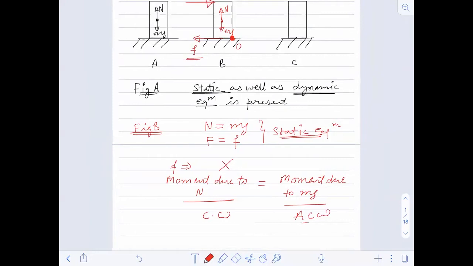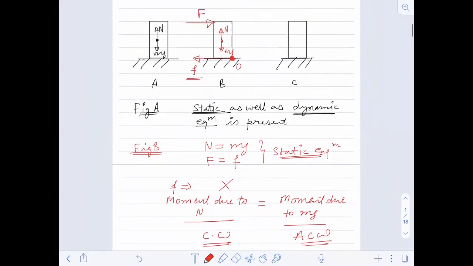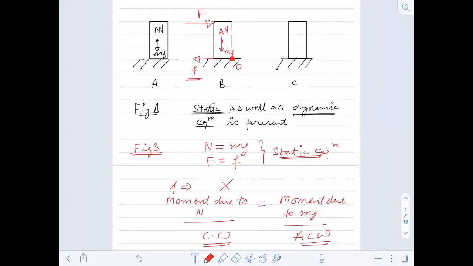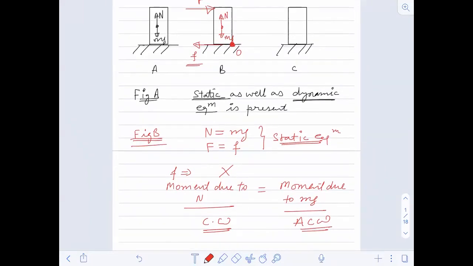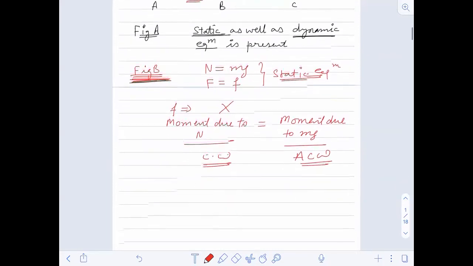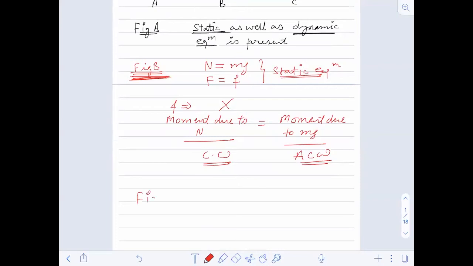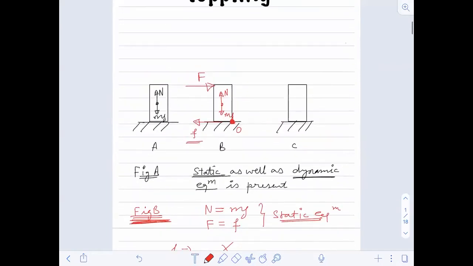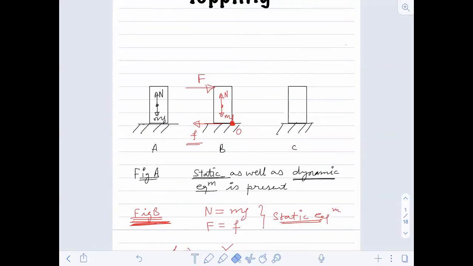But what about the force that you are applying? That will give a torque about point O. So that means this body in situation B is not in static or dynamic equilibrium. Now just see what is going to happen in figure C. As you apply a force, there will be a slight change in this figure. After you apply the force, you will get a situation somewhat like this.